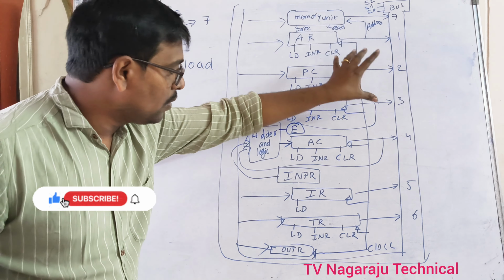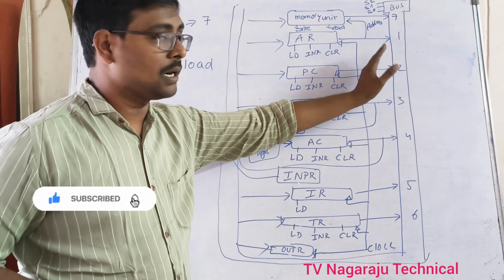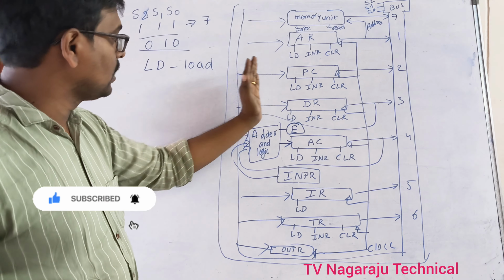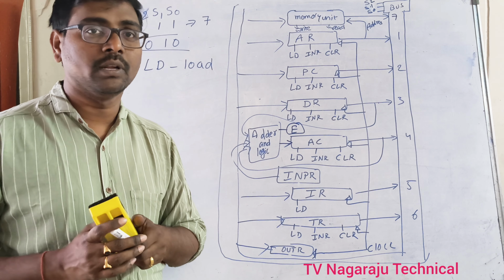So this is the way we are implementing the common bus. That is how the registers are connected, how they place the data on the bus, and how the registers receive the data from the bus. This is the concept of computer registers.